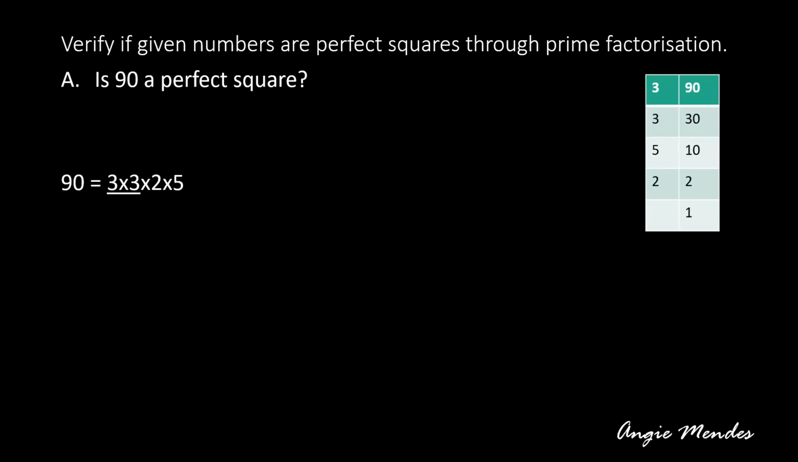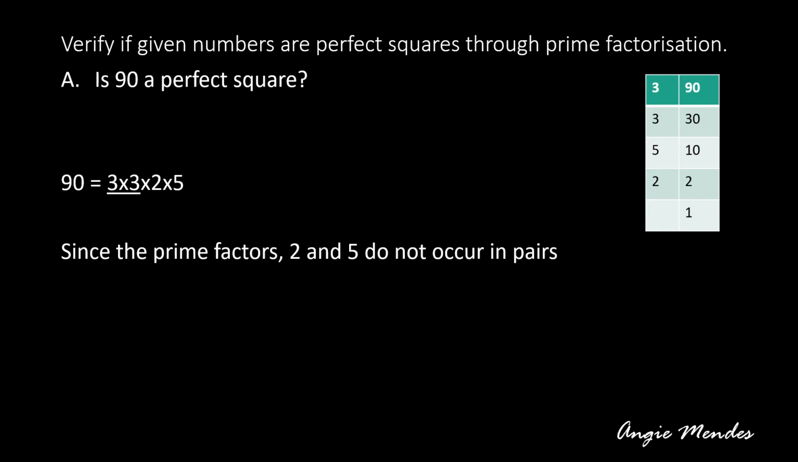To know if 90 is a perfect square, first we need to find its prime factors. So once we find the prime factors of 90, you will try and make pairs of these prime factors. So you see here the factors of 90 are 3 multiplied by 3 multiplied by 2 multiplied by 5. So we've got only one pair of number. 2 and 5 do not have a partner, they do not form a pair. Since the prime factors 2 and 5 do not occur in pairs, 90 is not a perfect square. Remember what I told you, to be a perfect square, each prime factor needs to be in pairs.